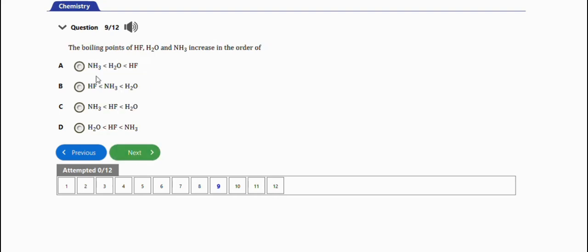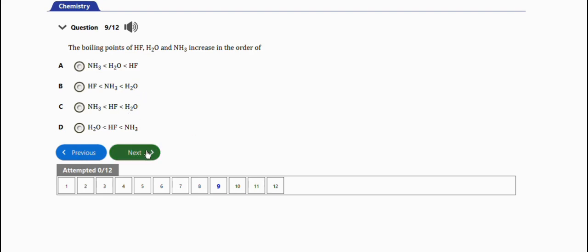It says the boiling points of hydrogen fluoride, water, and ammonia increase in the order of: the right answer to this question is option C. Ammonia is less than hydrogen fluoride, and the boiling point of hydrogen fluoride is less than water. So this shows that water has the highest boiling point here.